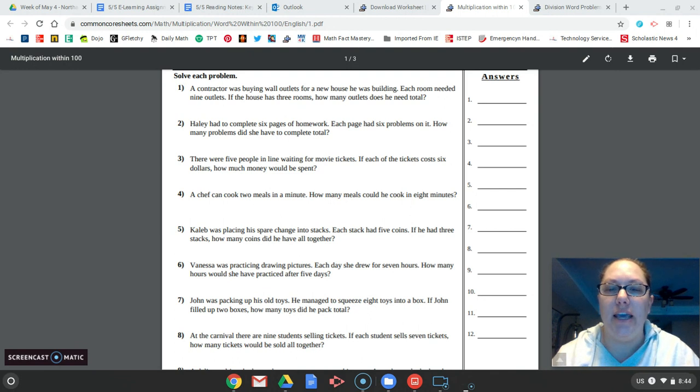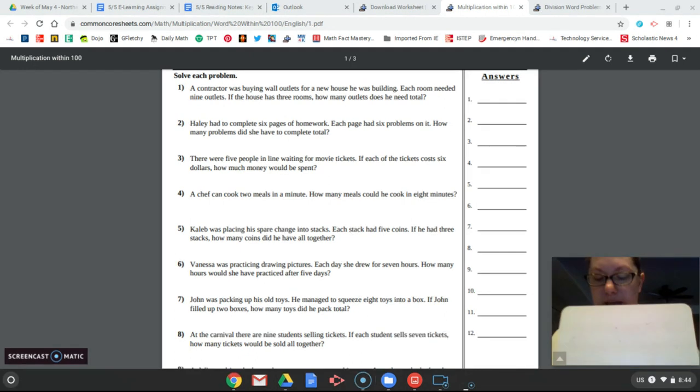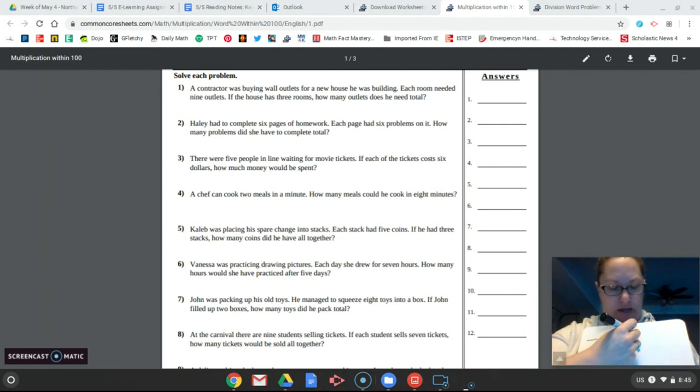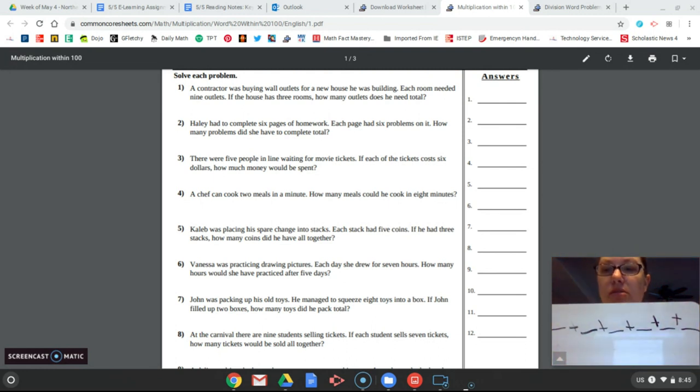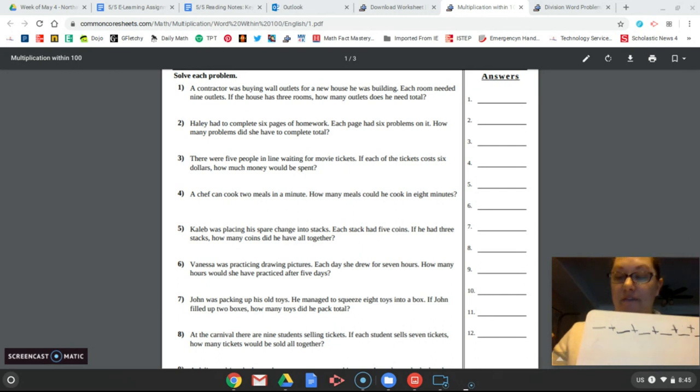Okay. So now we have to think about what are we adding repeatedly. So it says each page has 6 problems on it. So I need to know how many pages there are. It says complete 6 pages of homework. All right. So I'm going to make my lines. Each line is going to be for a page of homework. So 1, 2, 3, 4, 5, 6. So I have six pages for my homework. And then every page has 6 problems.